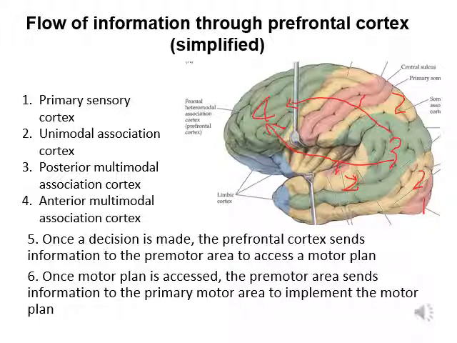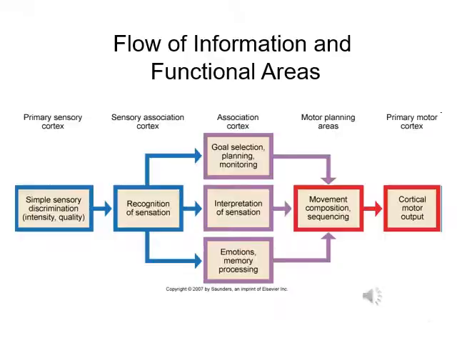Once the decision is made, the prefrontal cortex sends the information to the premotor area, which makes a motor plan. Once this motor plan is assembled, the premotor area sends it to the primary motor area, and then the primary motor cortex sends the plan to the corticospinal tract and the corticobulbar tract, and then your body moves. Here is another picture showing how information flows through all these functional areas.